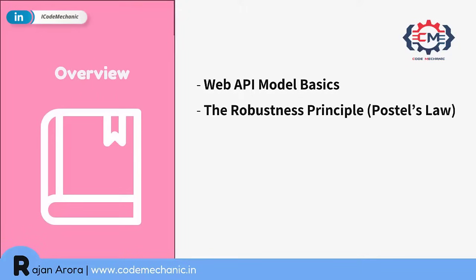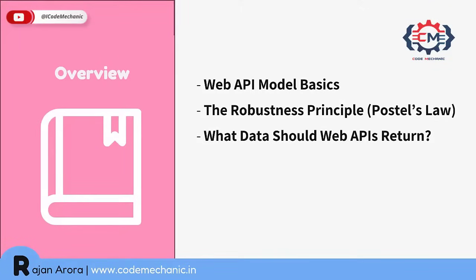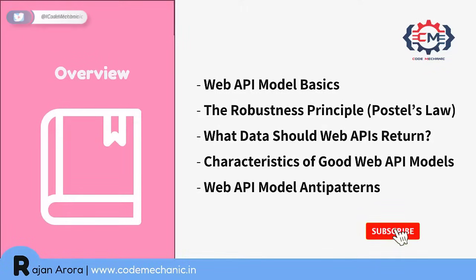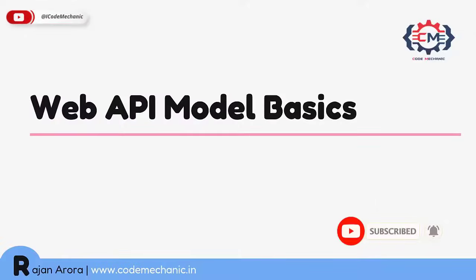In this module, we are going to start with some basic best practices for your web API models. Then, we will introduce and talk a little bit about the robustness principle and how it applies to web APIs and the models you accept and return. Then, we will discuss how to decide what data your API should return depending on context. And then, we will look at some of the characteristics of good web API models, as well as some anti-patterns that might indicate your models aren't as good as they could be. Let's get started with the basics of web API models.